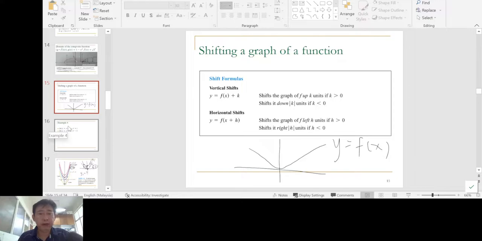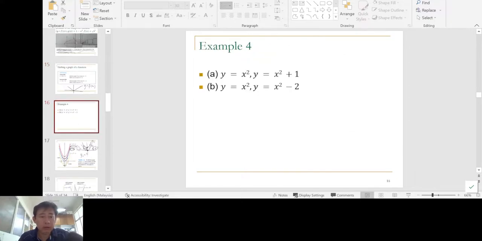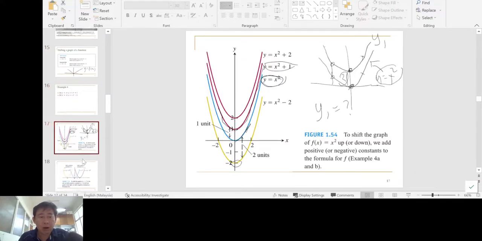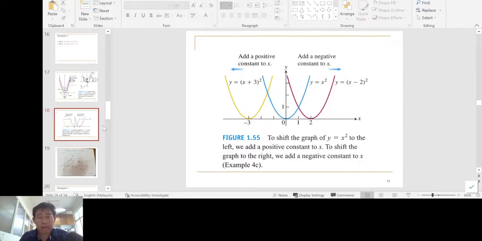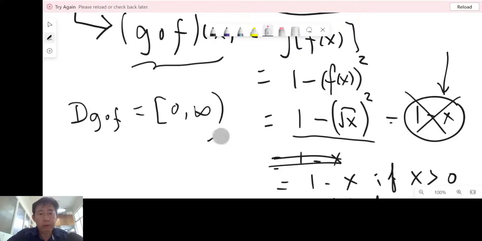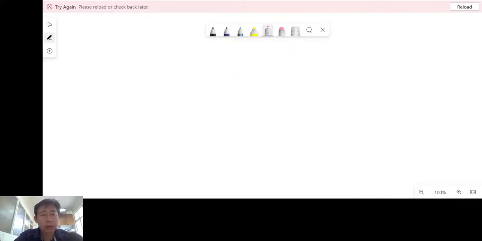How about shifting a graph horizontally? Right, so you can easily shift a graph horizontally in this manner. Okay, so let me explain this a little bit more by writing on the whiteboard. So again, we are going to use the function y equals x squared as our example.